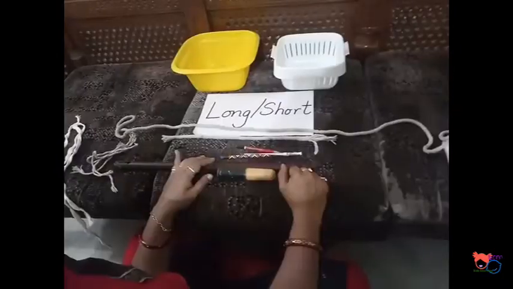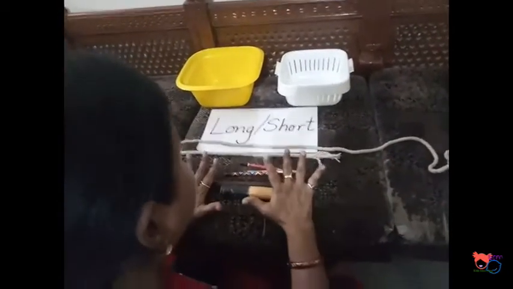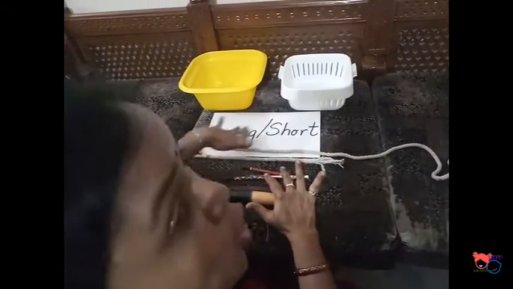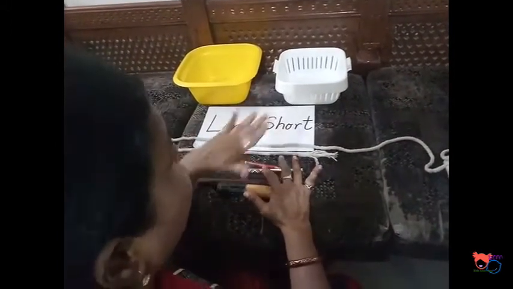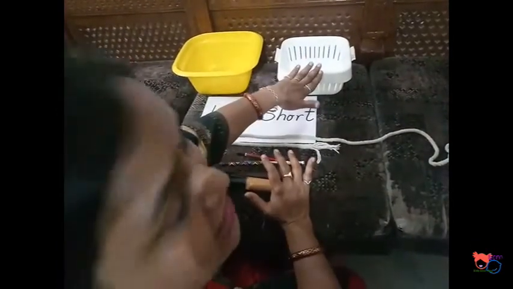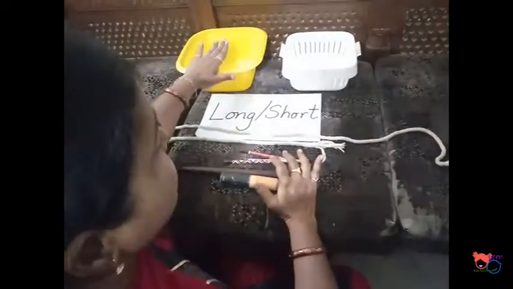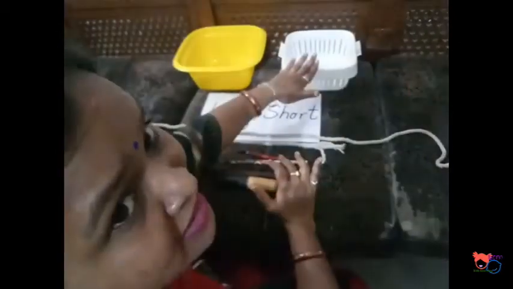So children, I have a very small activity for you, so you can sit at home and do it. For that you have to see what you have to do. So come on, let's see. I have collected some of the things which will tell you about long and short. I have taken one yellow container and one white container. You have to put the long things in the yellow container and the short things in the white container.